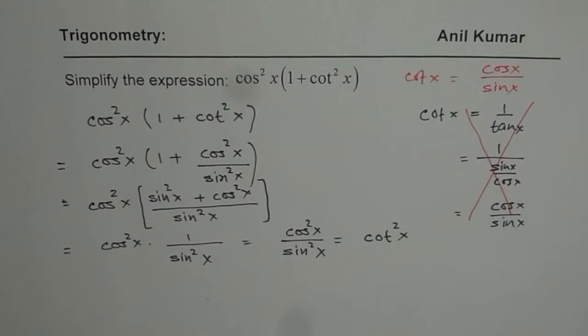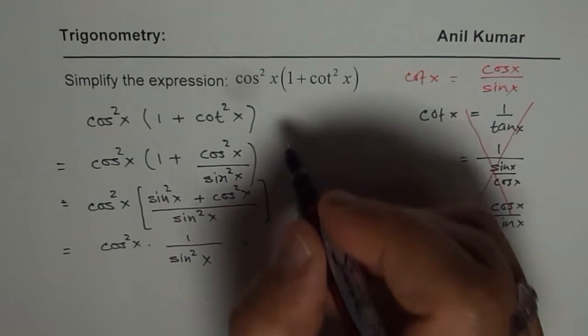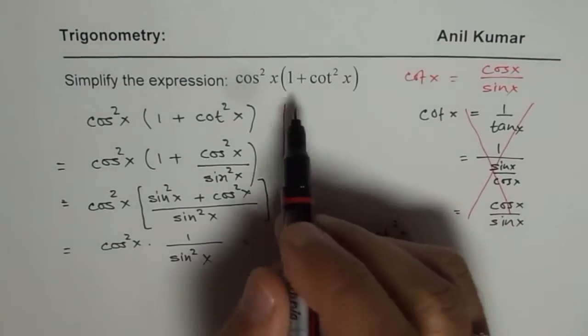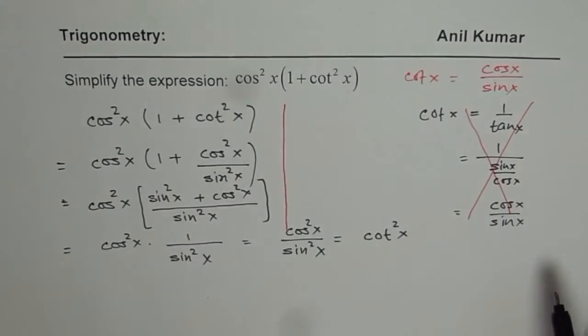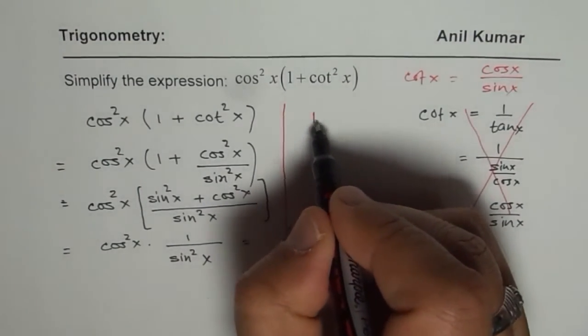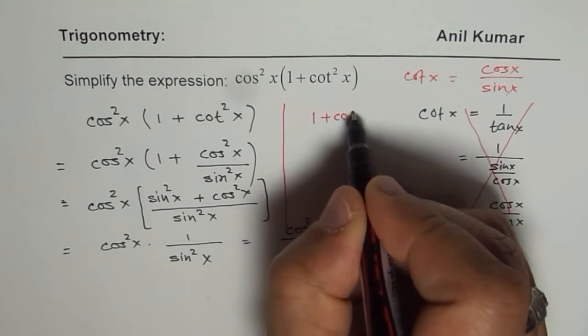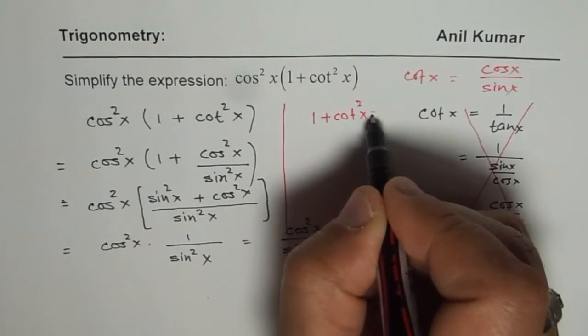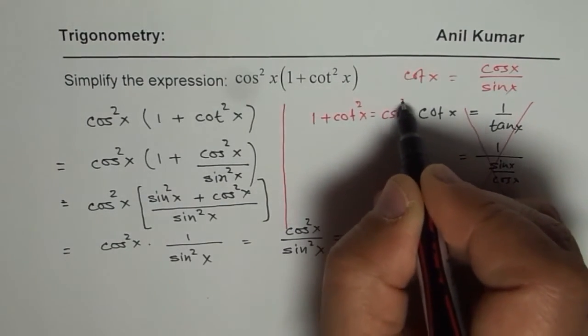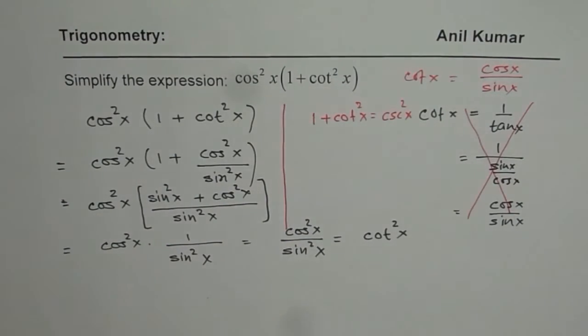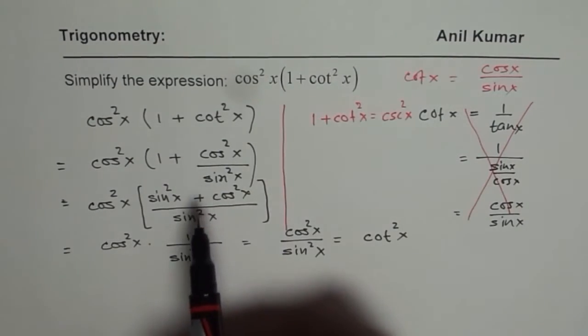Well, there is an alternate way of doing this also. Let me give you that idea also. What is 1 plus cot square x, right? If you know your trigonometric Pythagorean identities, we know 1 plus cot square x is equal to cosecant square x. Do you understand? So you could have written this as cosecant square x.